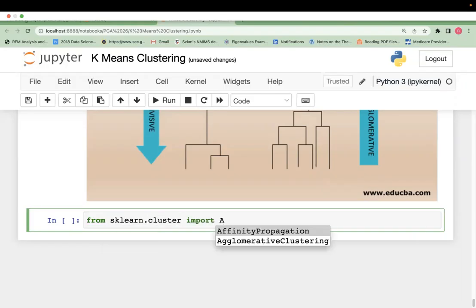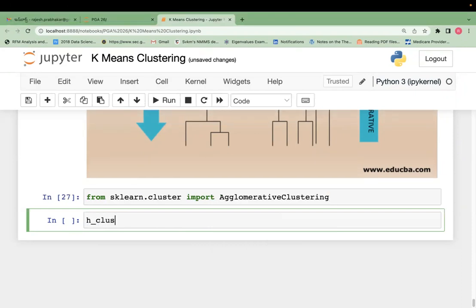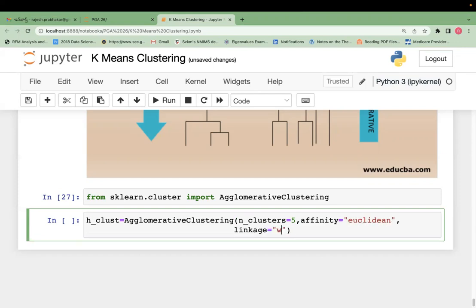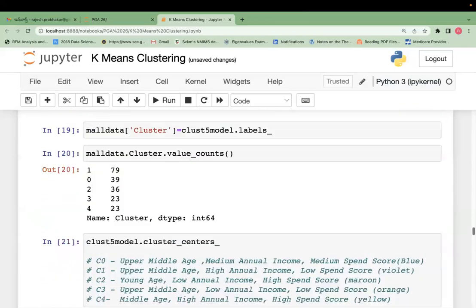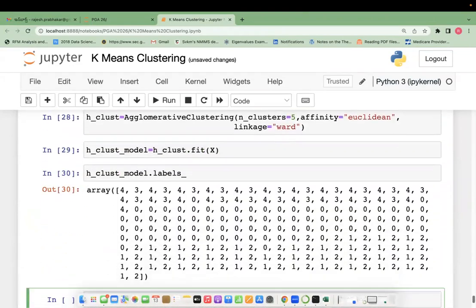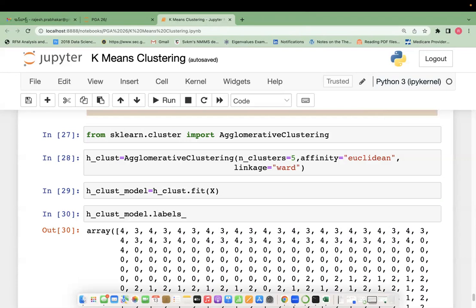Dot cluster dot AgglomerativeClustering. h_clust is equal to AgglomerativeClustering with n_clusters, right? Affinity is equal to Euclidean. h_clust_model is equal to h_clust dot fit. What is the data frame name? So these are the labels for the different observations. So these are the cluster labels for each observation that we will assign.